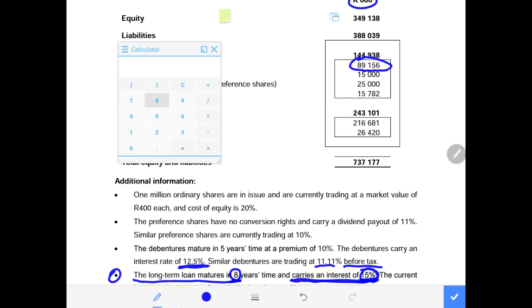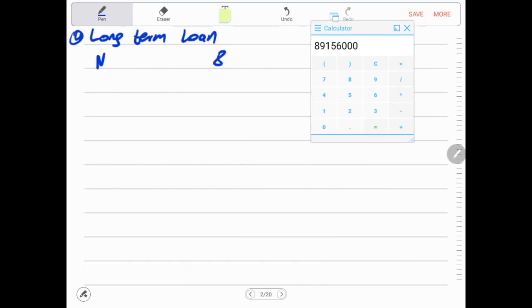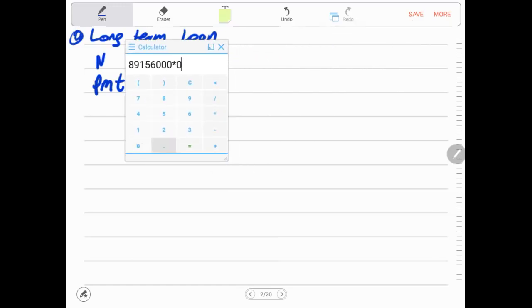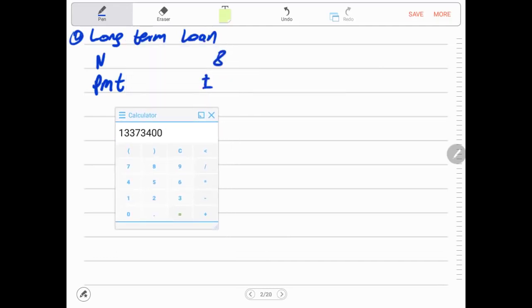We have 89,156,000. Let me go to my workings. We are looking for PMT. How much are we paying to the bank every year? It is plus or minus. Remember, we times this by 0.15, and this amount will be before we pay.